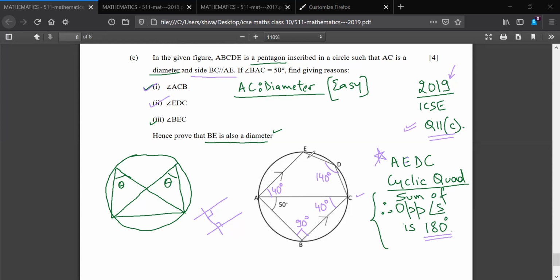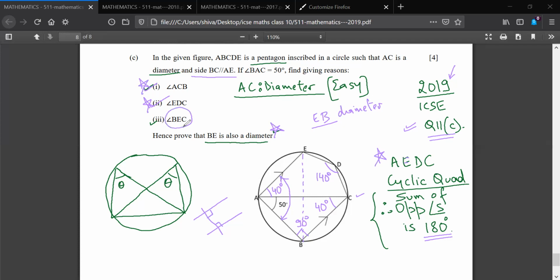BEC. So let me join this line. Now when I join EB, what I find is that the angle on this side is 90 degree. Mr. Rudra, can you see it? Yes, sir. This is 90 degree. Therefore, BE should be a diameter. So automatically I have proved this.